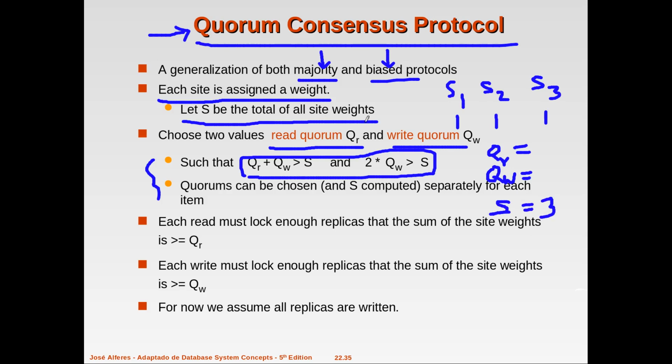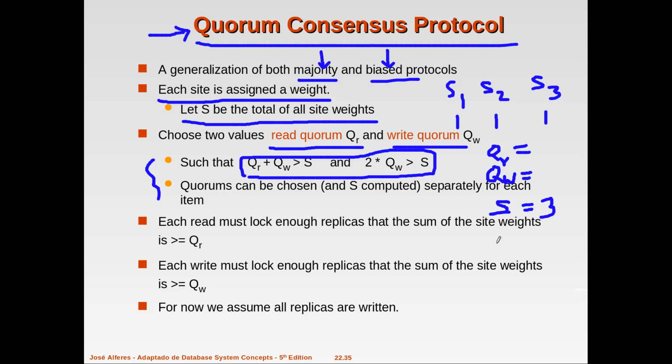S is the total of all site weights. Now S is 3, which we are considering in this particular example. Now we need QR plus QW to be greater than S. So we must choose QR and QW such that QR plus QW is greater than S. So S is 3. Okay, so how can we choose QR?